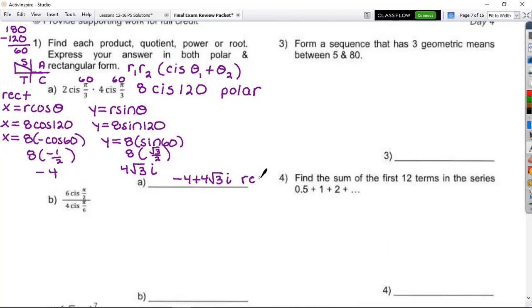And again, this is your rectangular answer, and your one above is your polar answer. So you needed both for these.